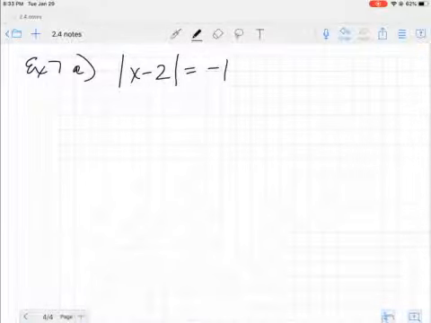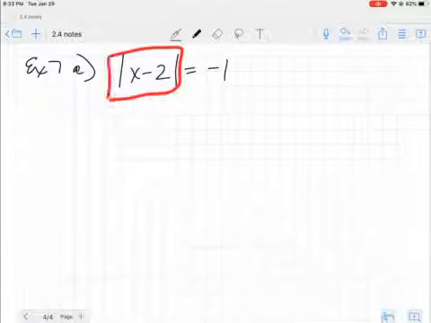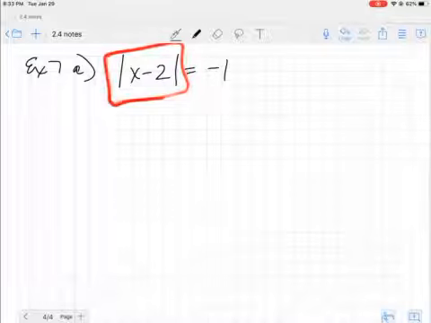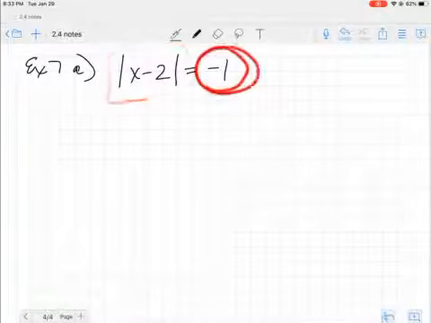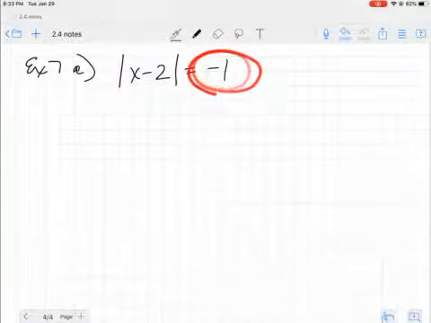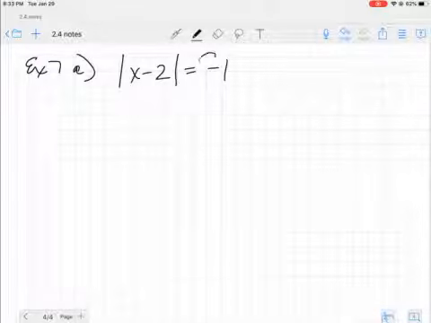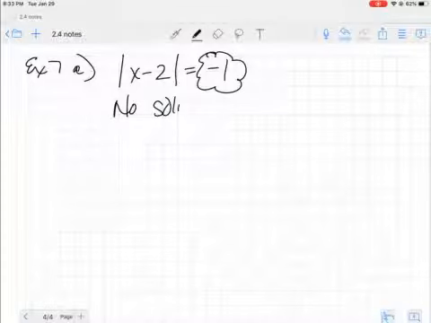Is that even possible? No, it's not possible. What's happening here? Yeah, absolute value always has to be positive, right? So because absolute value has to be positive, is there any value of x that's going to equal a negative number on the outside? No. So here's the thing. When it comes to absolute value, as soon as you see this negative number over here, automatic no solution.